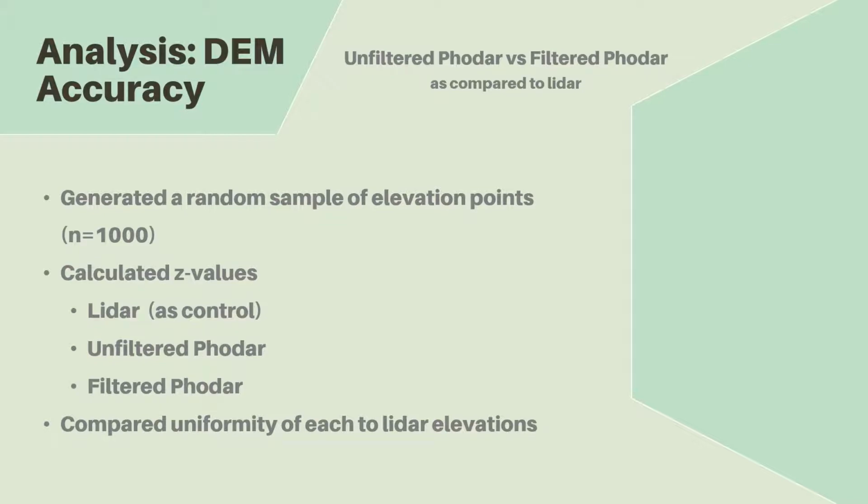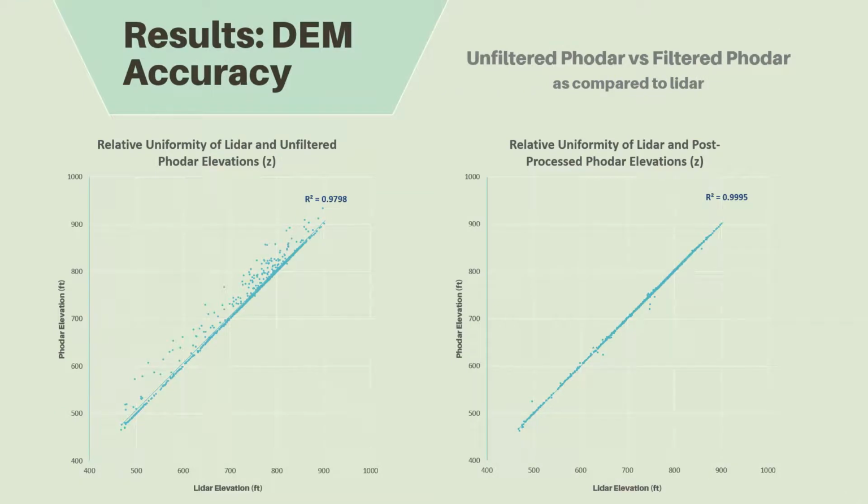Following the processing of the data, I wanted to see how similar the phodar was to the LiDAR data. I took a random sample of 1,000 points and plotted the corresponding LiDAR and phodar elevations on an XY axis to visualize their similarity. As you might expect, both the unfiltered and the filtered phodar match very closely to those of the LiDAR, but this clearly shows that the filtering of the phodar dataset significantly improved its agreement with the LiDAR.